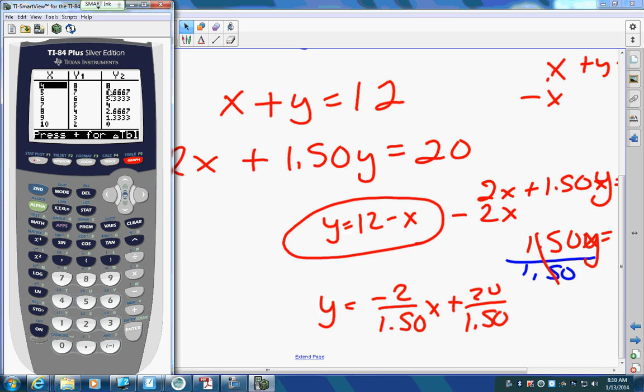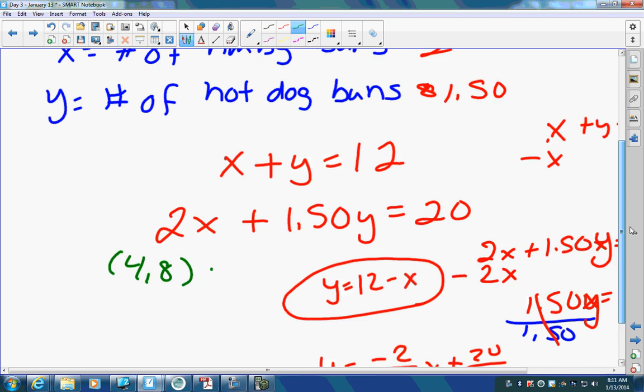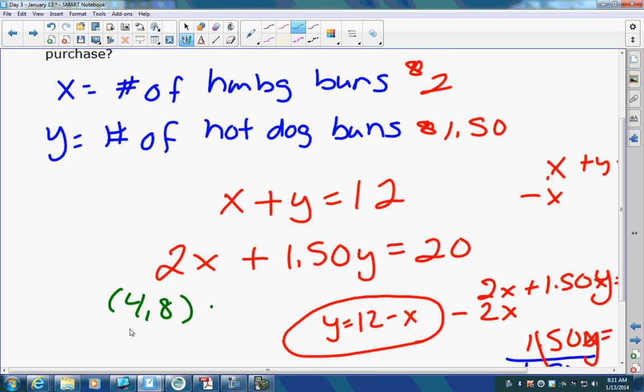So what does that mean? Well, let's see. 4 and 8. When I look up here, X is the number of hot dog buns, right? So that means, or no, not hot dog. 4 is the hamburger buns. And Y, the 8, is the hot dog buns.